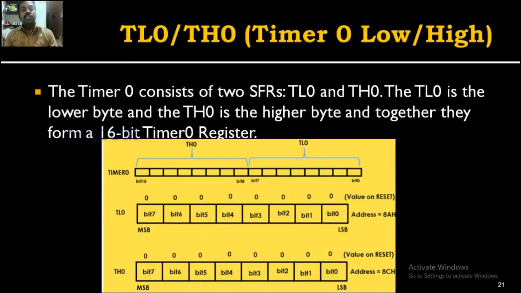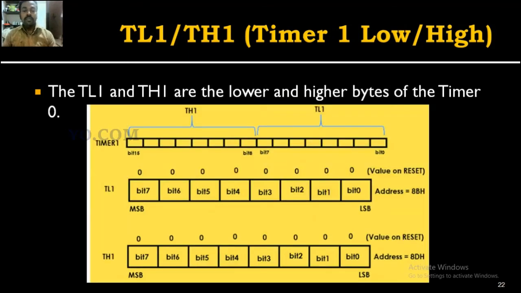Next one is TL0 and TH0, timer 0 low and high. The timer is a 16-bit register, so that 16-bit register is divided into TH0 and TL0. Timer 0 consists of two SFRs, that is TL0 and TH0. TL0 is the lower byte and TH0 is the higher byte. Together they form the 16-bit timer 0 register. This timer register is used to hold the timer value, that is the count value. The count value is 16-bit.